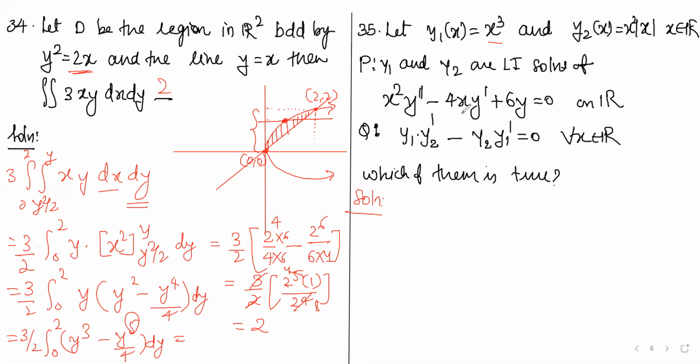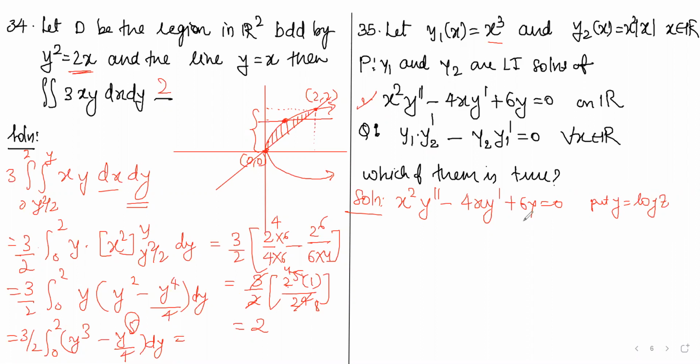So we just need to check what is the solution for this equation. Let us solve this Cauchy Euler equation, minus 4x y dash plus 6y equal to 0. I hope you know how to solve a Cauchy Euler equation. There is one substitution needed here, and we put z equals log x.